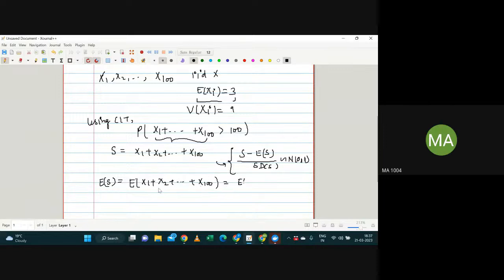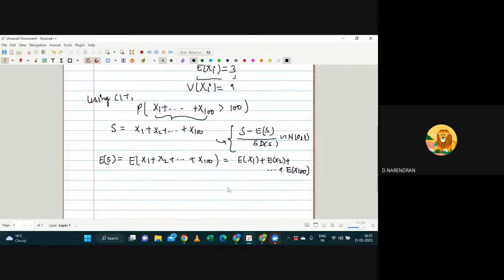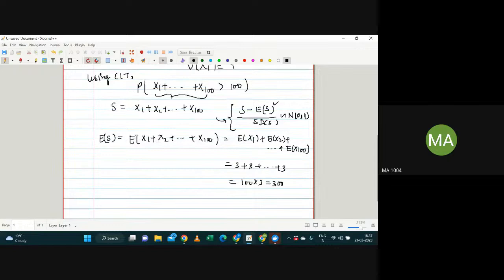Can I write it like this? Expected value of x1 plus expected value of x2 plus so on expected value of x100. Correct. So that means 3 plus 3 plus so on plus 3, 100 times. 100 times 3. So it's 300. So one step we have done.